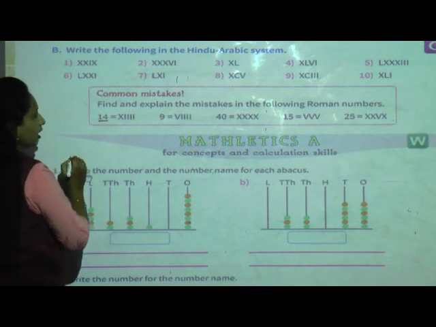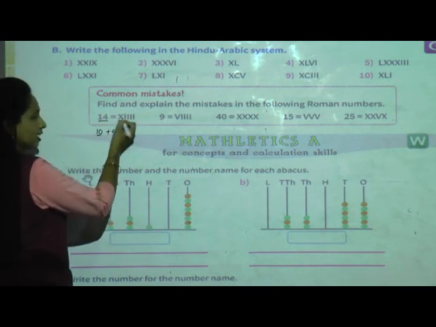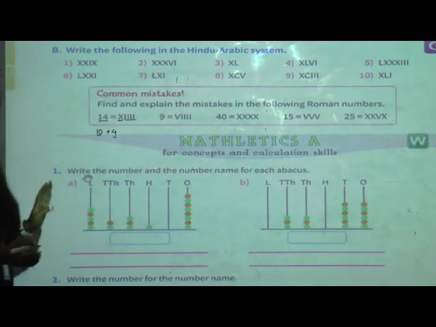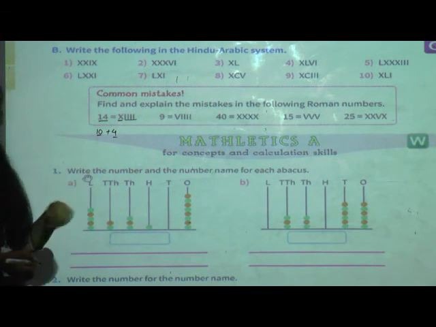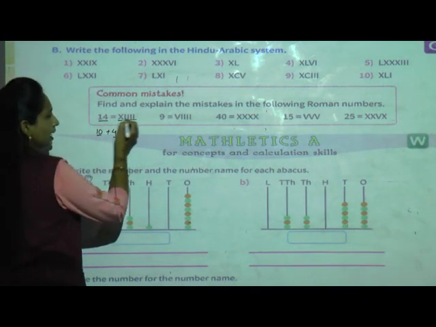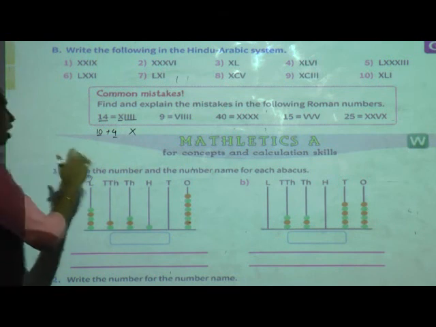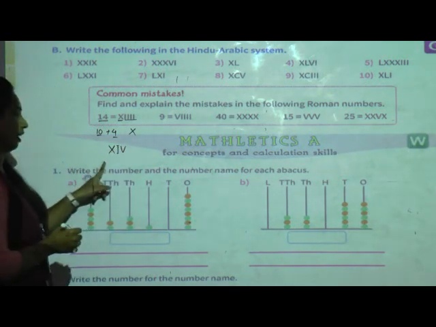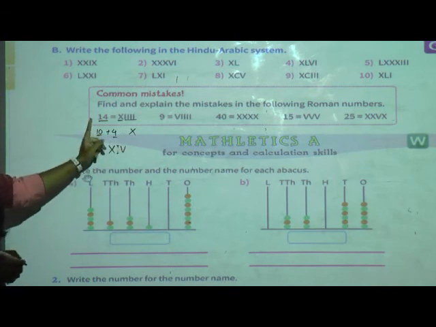So 14. When we expand 14, it is 10 plus 4. So 10 is represented as X and 4 means 4 times I. But we have studied in our rule number 1 that I can be repeated only 3 times. So we cannot repeat I 4 times. So it is totally wrong. So how will 14 be written? XIV. This is the correct one. This is the wrong one. So you should not do this.